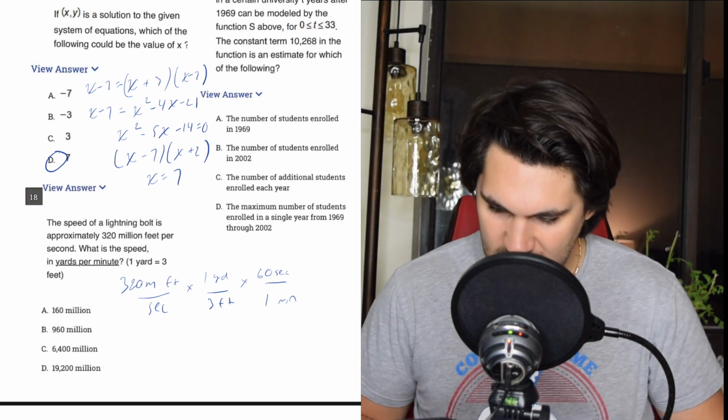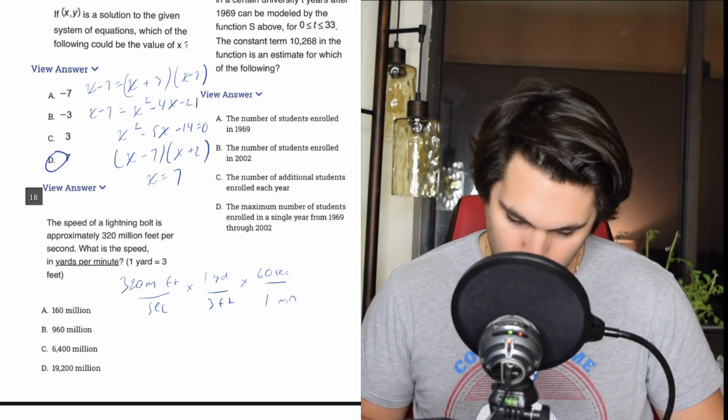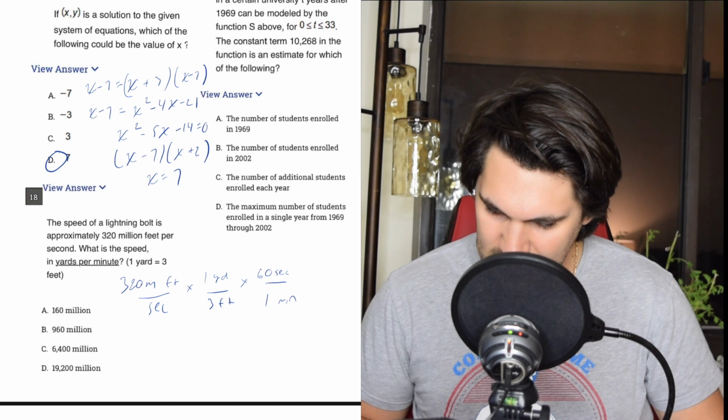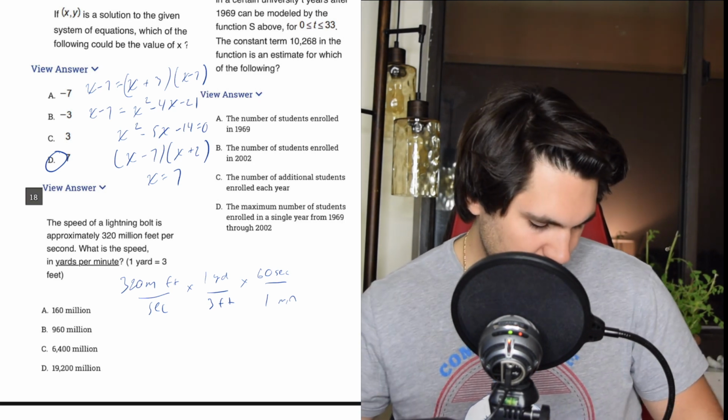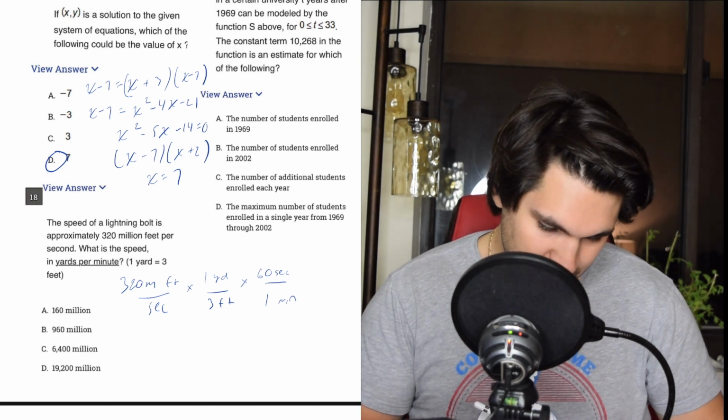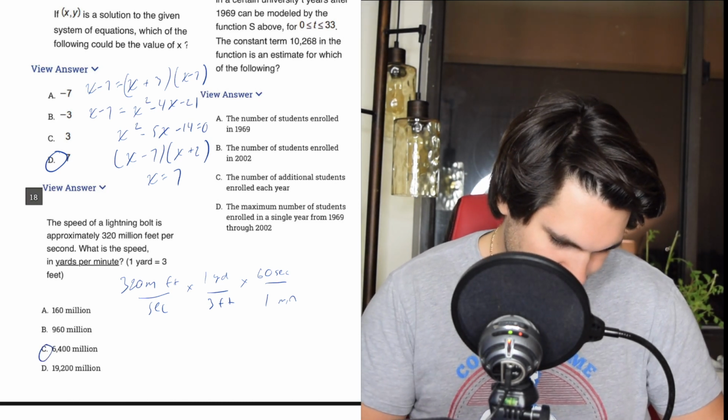Let's see. So we're going to get 320 divided by 3 times 60 equals 6,400. So that's 6,400 million. So our answer is simply going to be C.